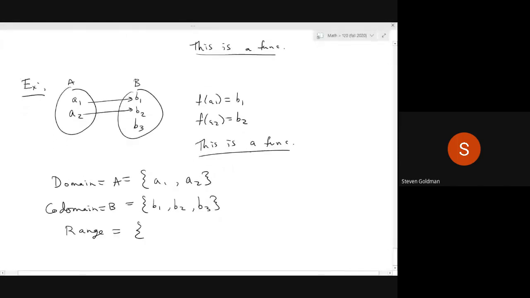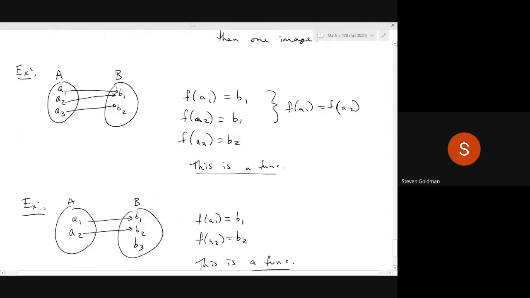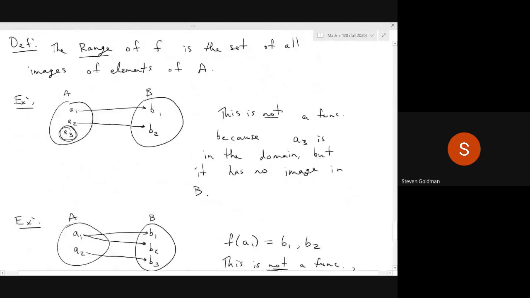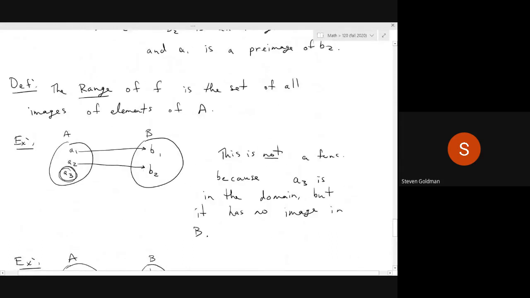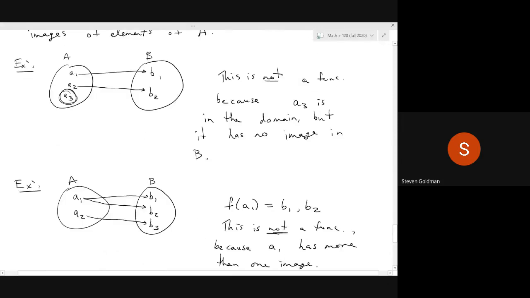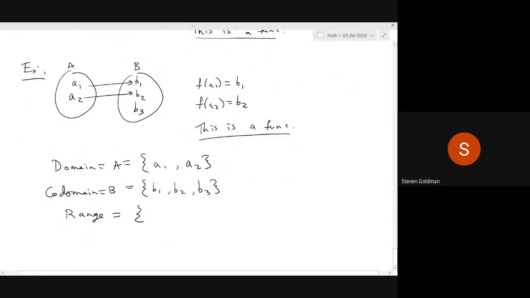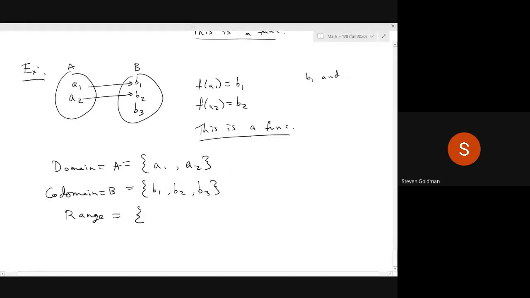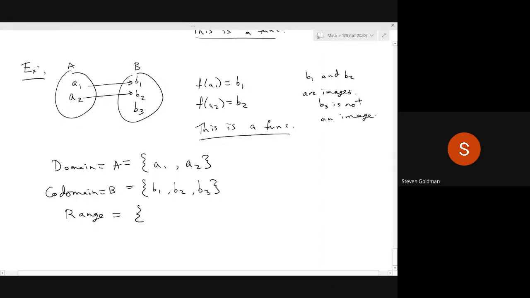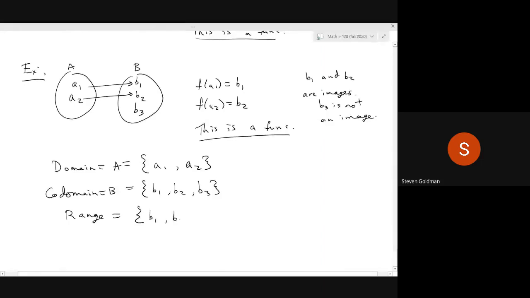Remember, let me scroll back to the definition we gave for range before. What was the definition of range? We said the range of f is the set of all images of elements of A. It was the set of all images. So looking back at this example, B1 and B2 are images. B3 is not an image, right? So the range of this function would be the set containing B1 and B2.